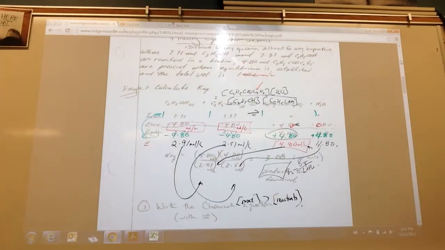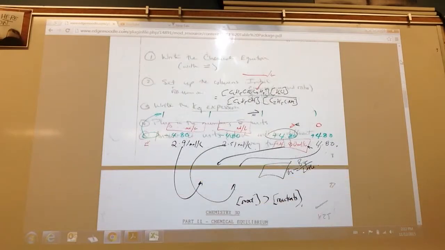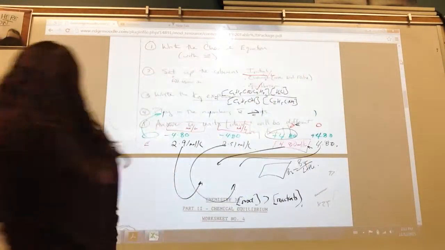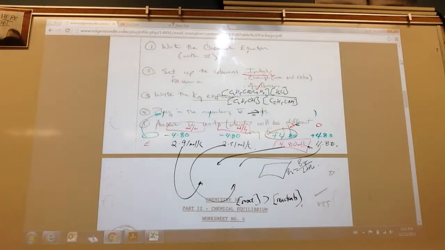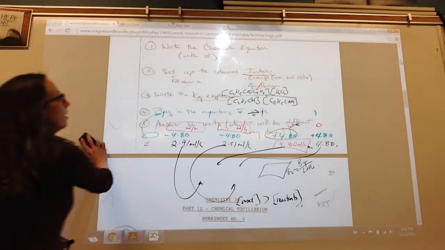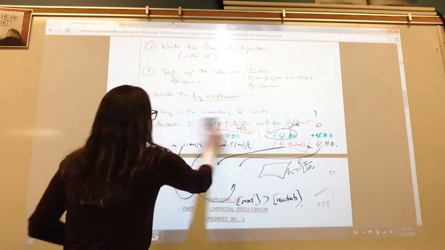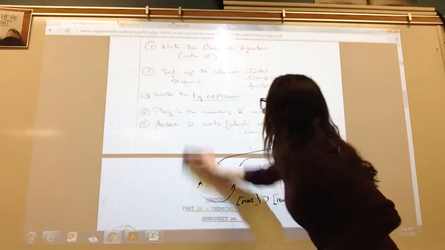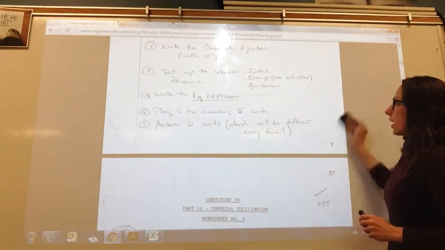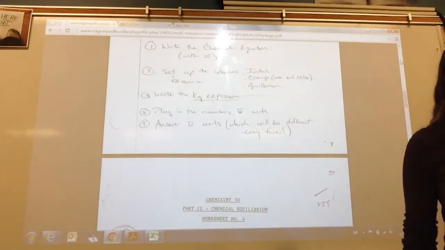Okay, so I've got some steps here for you. Write the chemical equation. Set up your ICE table with the columns. Fill them in. Write your K expression. Plug in the numbers and units. And answer with units, which will be different every time.